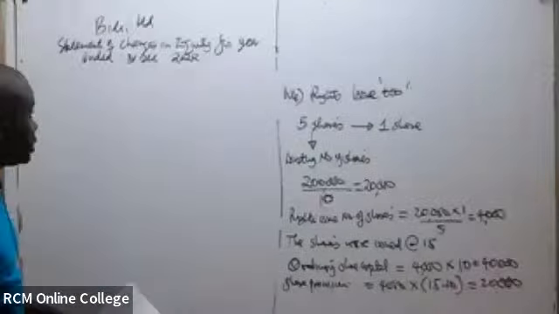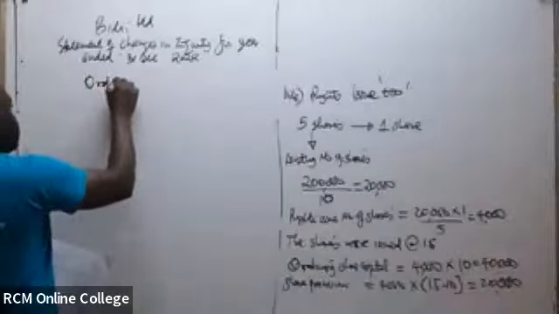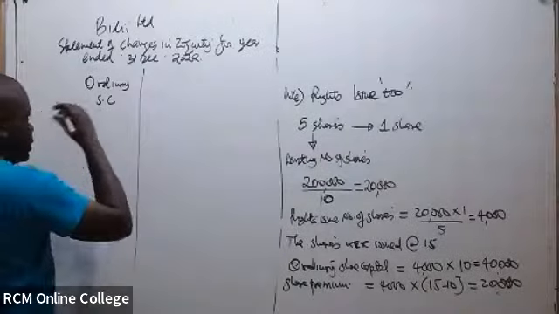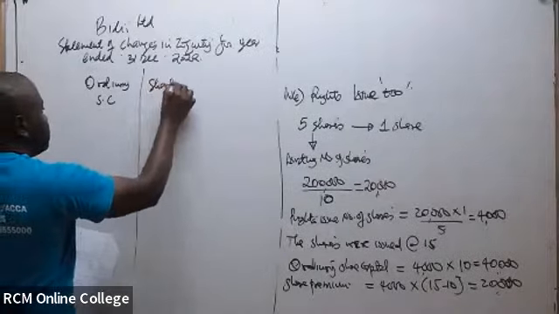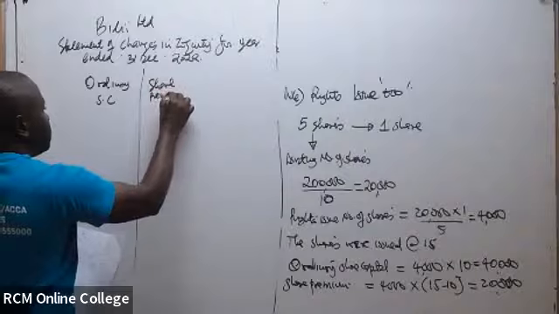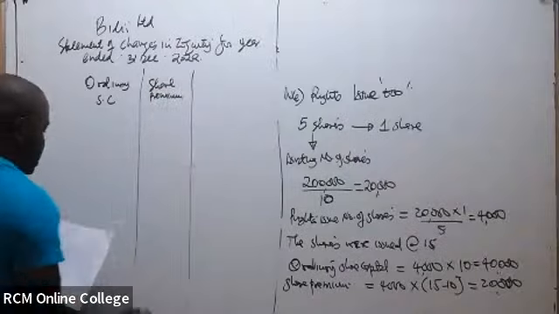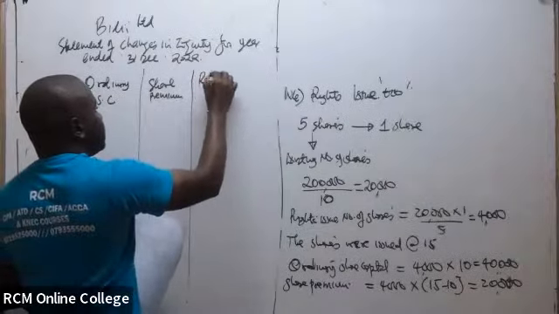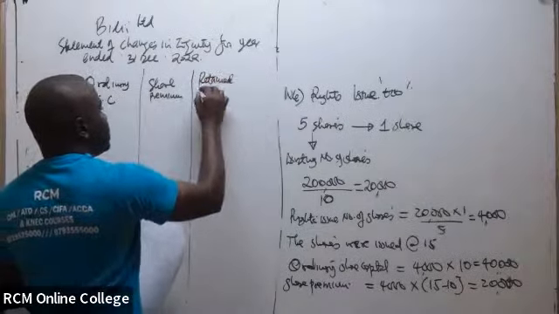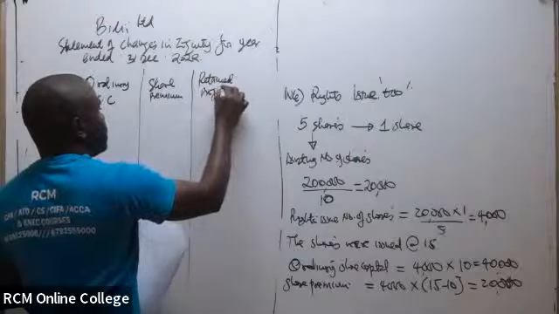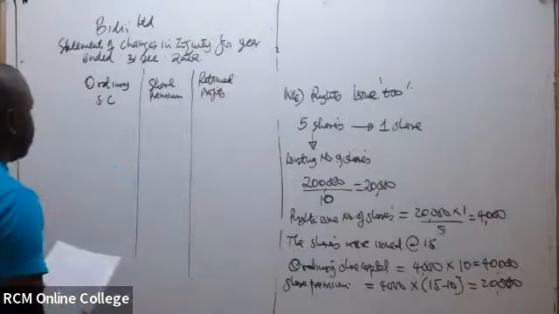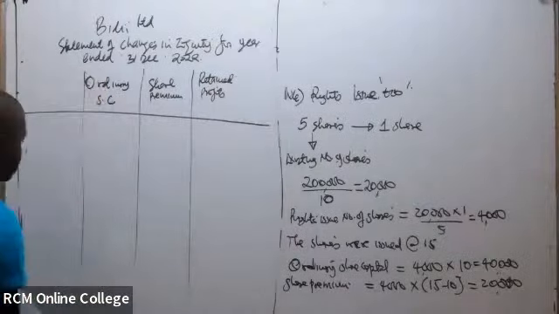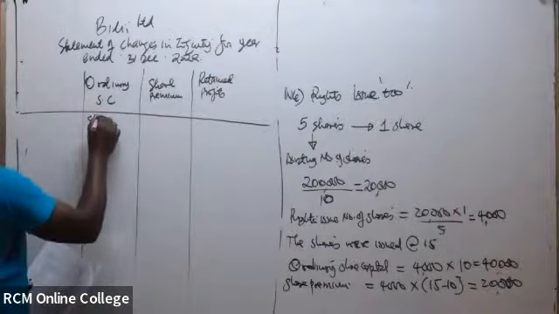In this case, we have ordinary share capital, share premium, and retained profits. Of course, we can do that. Our shillings are in thousands.